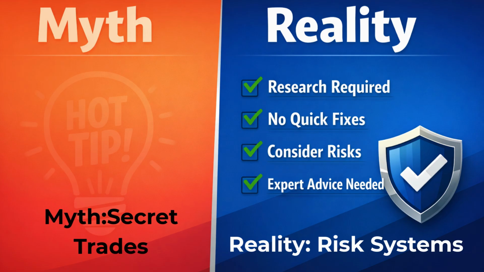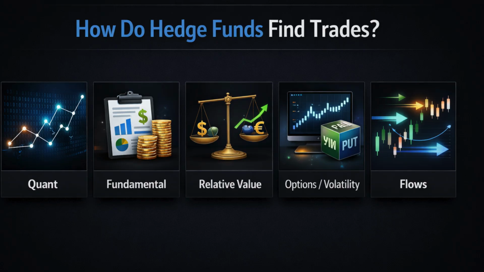Most people think hedge funds win by finding secret trades. In reality, they win by position sizing, diversification across uncorrelated ideas, strict risk management, and hedging tail risk. Trade ideas matter, but survival engineering matters more. Now the real question, how do hedge funds find trades? Well, they don't rely on one signal.